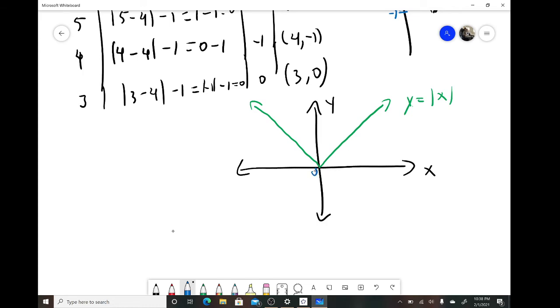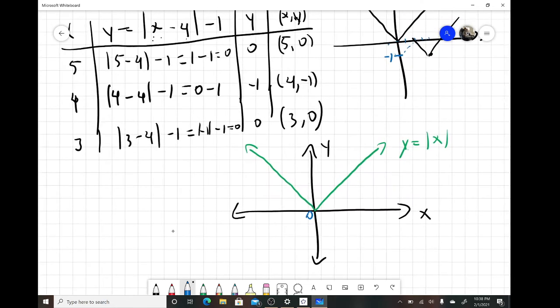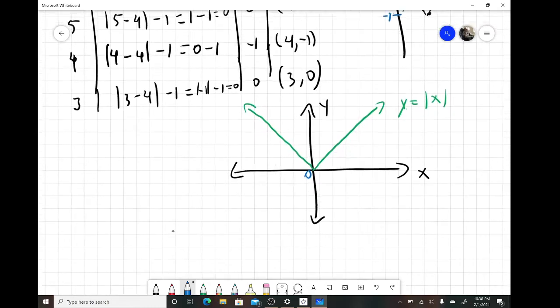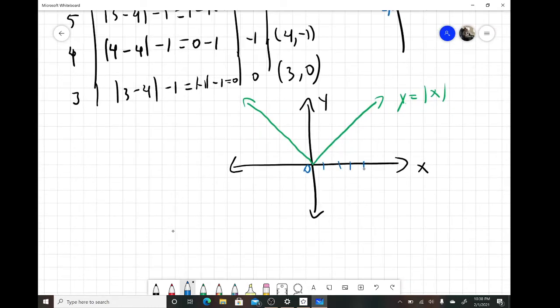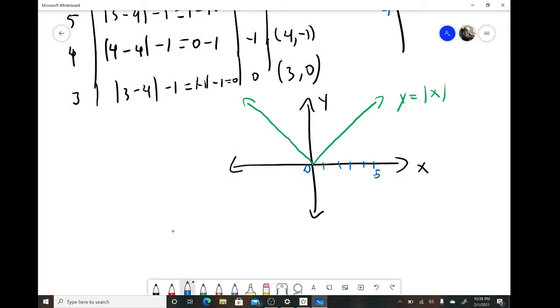So this is 0. And we have up to 5 and minus 1. So let's go 1, 2, 3, 4, 5. So this is 5, 4, 3. And let's put minus 1 down here. So we have that the vertex happens at 4, negative 1. So that will be this point down here. And then the intercepts are 5 and 3. So we have the absolute value function going like this.